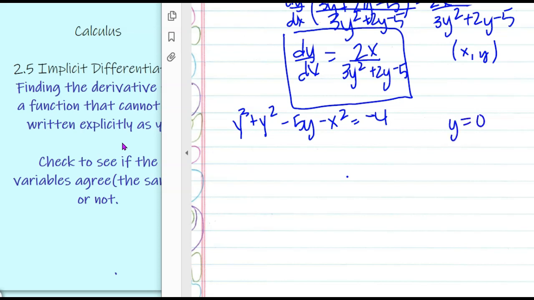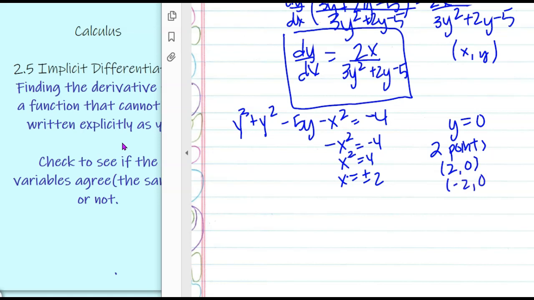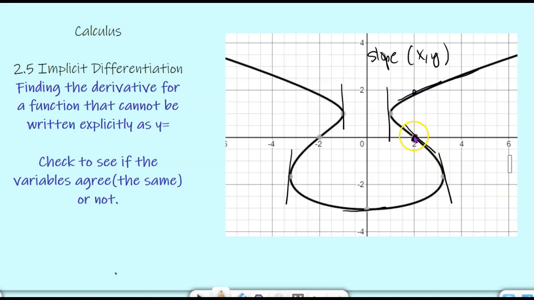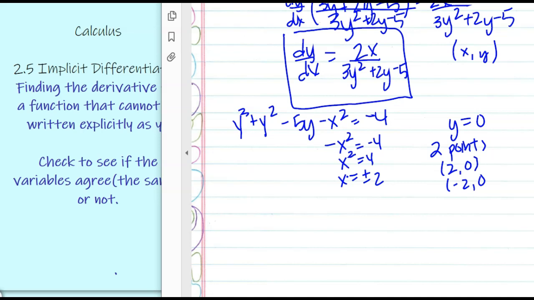So if y equals 0, that's really easy to plug in. So we're going to get 0, 0, 0. We're going to get -x squared equals -4. So x squared equals +4. x equals plus or minus 2. So when y is 0, we have 2 values for x. That means we have 2 points. We have the point 2, 0, and we have the point -2, 0. And looking back at my graph, we have 2, 0 and -2, 0. So that works out.